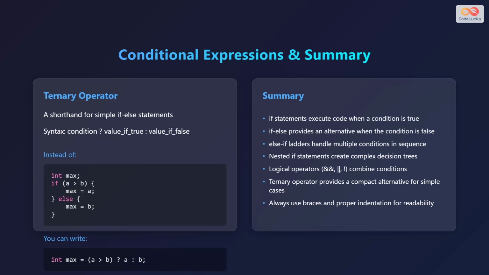Let's summarize what we have learned so far. If statements execute code when a condition is true. If-else provides an alternative when the condition is false. Else-if ladders handle multiple conditions in sequence. Nested if statements create complex decision trees. Logical operators combine conditions. The ternary operator provides a compact alternative for simple cases. And finally, always use braces and proper indentation for readability.